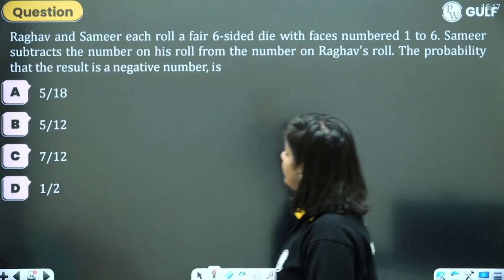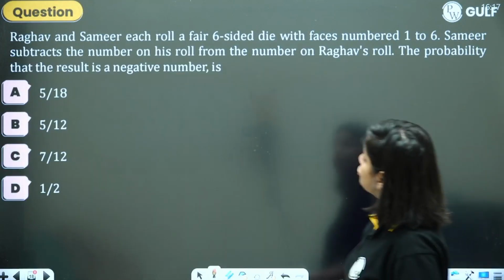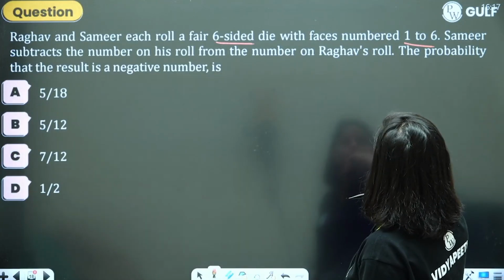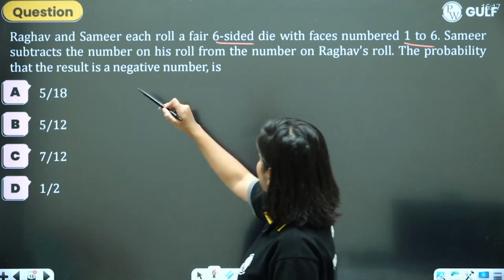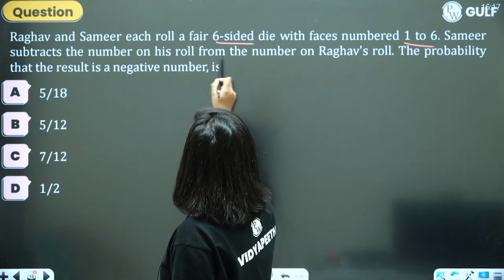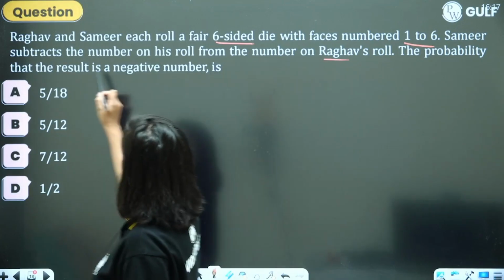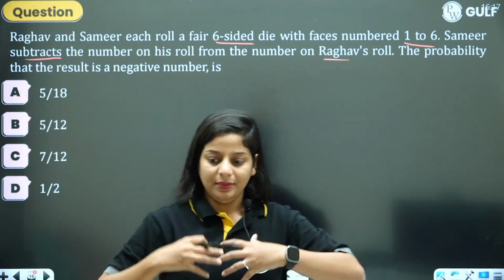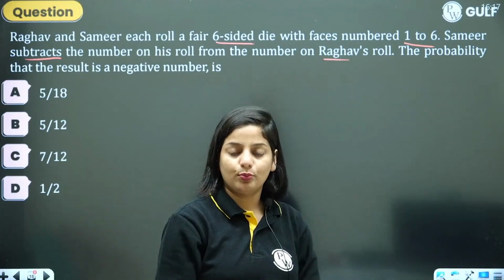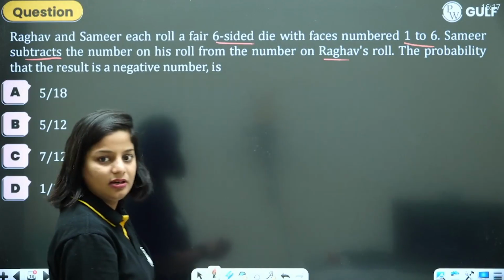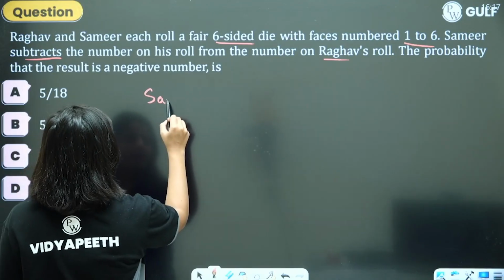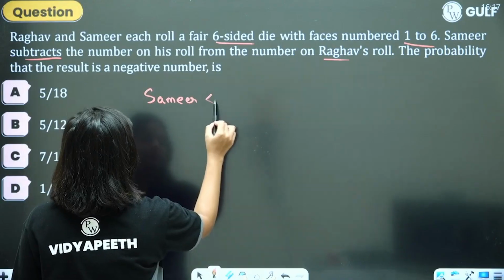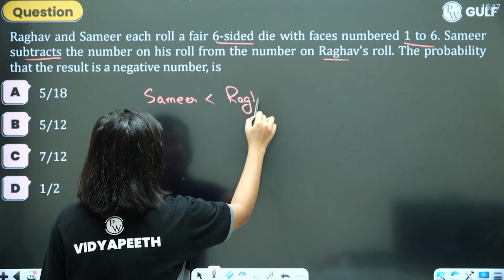Next one. Raghav and Samir each roll a fair six-sided die with faces numbered 1 to 6. Samir subtracts the number on his roll from the number on Raghav's roll. The probability that the result is a negative number. Okay. So Samir minus Raghav should give an output of negative number. That very clearly means that the number which Samir is getting is smaller than the number that Raghav is getting.